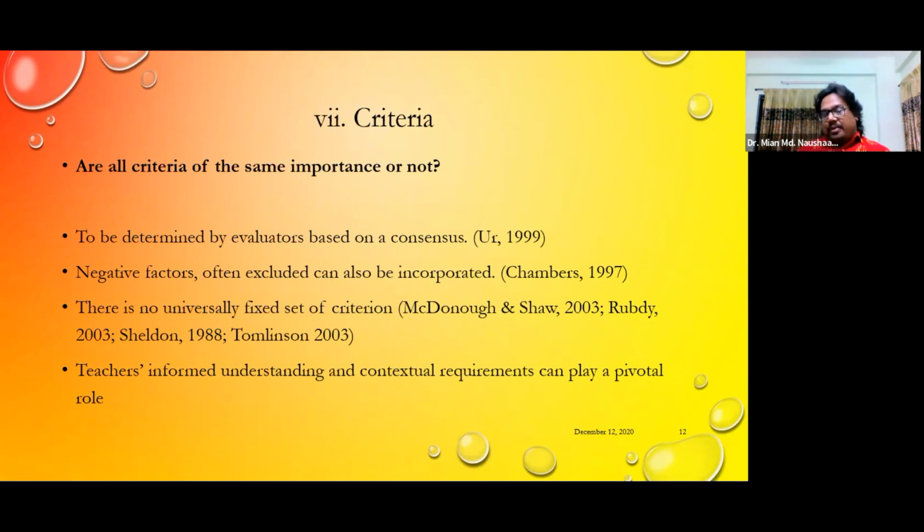And it has already been agreed by numerous academicians that there is basically no fixed set of criteria. So it always varies, and the importance always differs. Then what can we do? I mean, so what is the message for us?